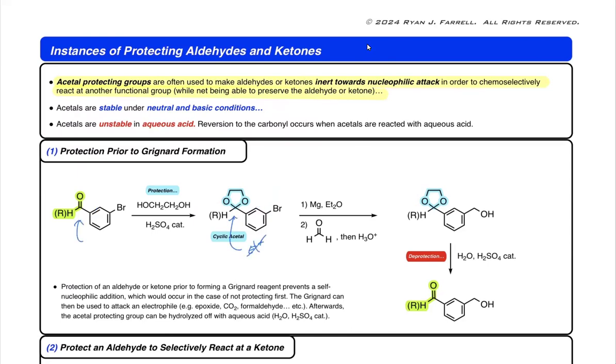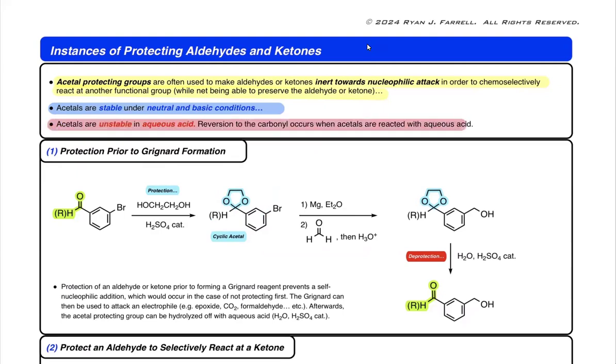The carbonyl carbon is absolutely an electrophilic carbon and could be attacked by all sorts of nucleophiles, but the acetal is a pretty inert species, and therefore it can be a protecting group for aldehydes and ketones. That being said, the acetal itself will be stable under basic and neutral conditions. That means it would not react with the Grignard reagent, it would not react with a hydride donor, it would not react with an amine. So it's a pretty good protecting group for aldehydes and ketones.